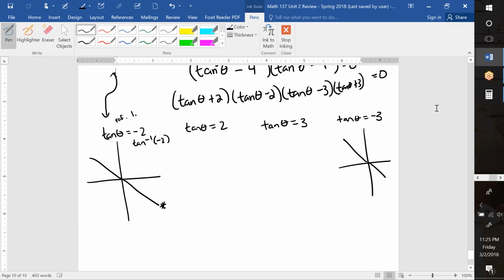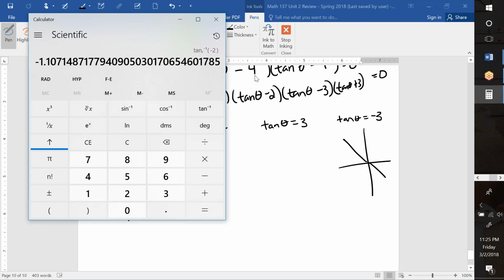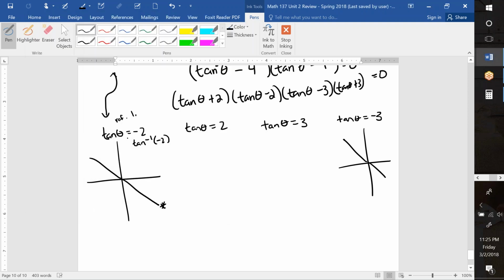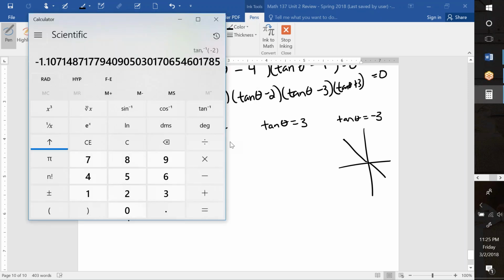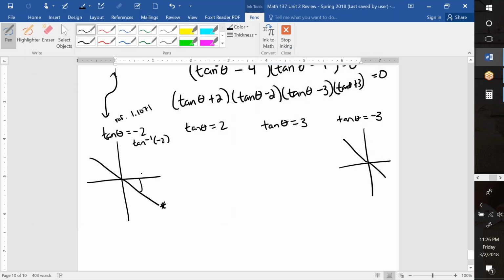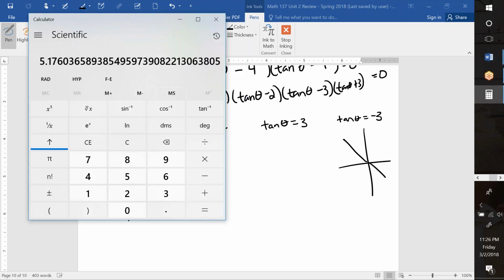It's 1.1071. That's true for right here. That's that reference angle. We would want that to be 2 pi minus that, though, or actually we would want to add 2 pi back to it to make it positive. So plus 2 times pi. So that actual angle is 5.1760 if we're going from 0 to 2 pi.